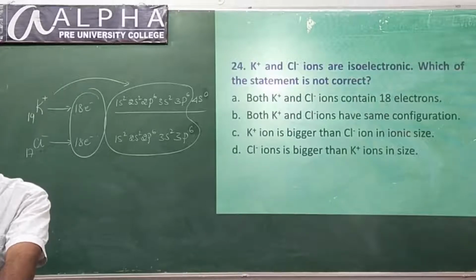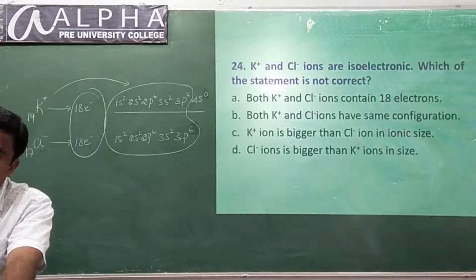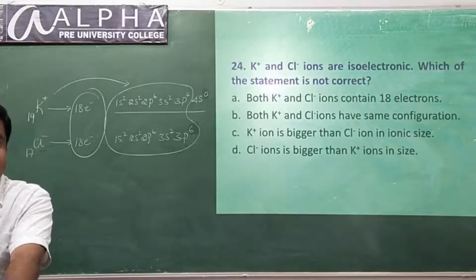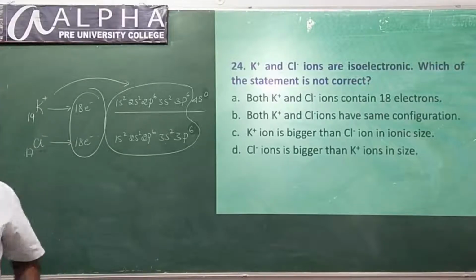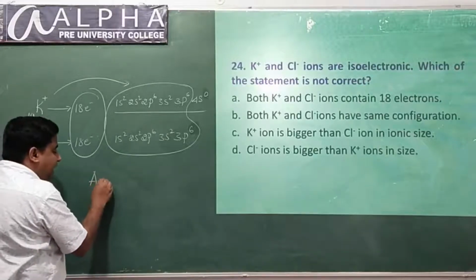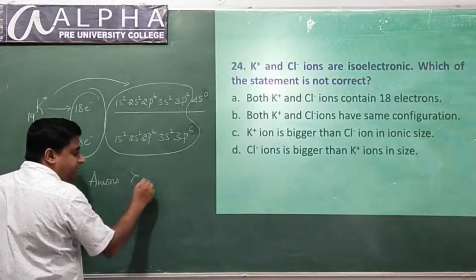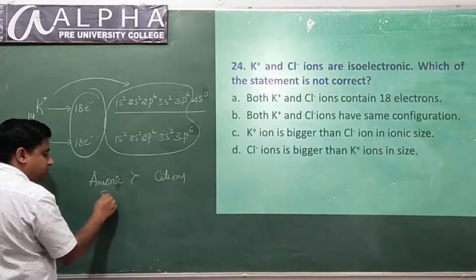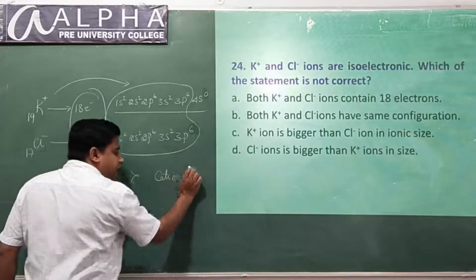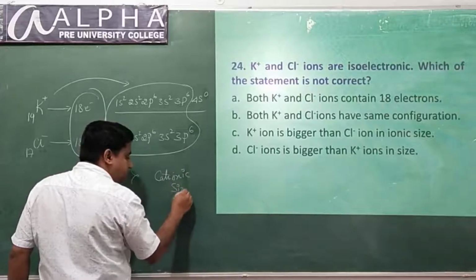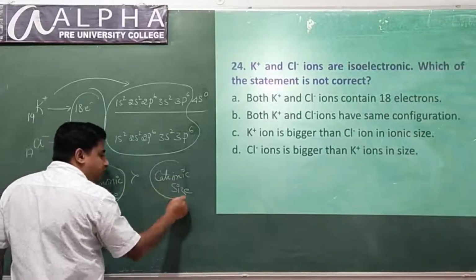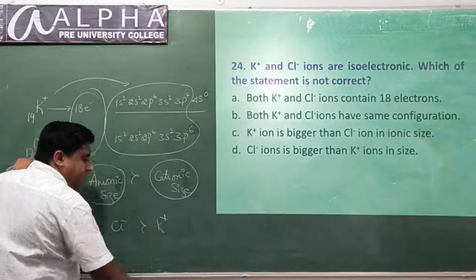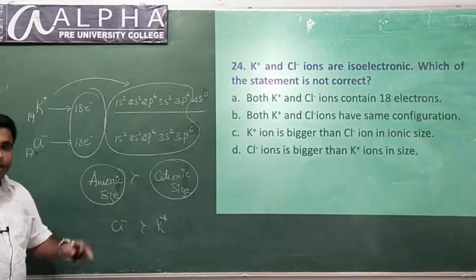K plus ion is bigger than Cl minus ion? No. In one of my MCQs, I have given a clear-cut idea. You should always remember that anions are always bigger than cations. Anionic size will always be more than cationic size. That means chloride ion is bigger than potassium ion.